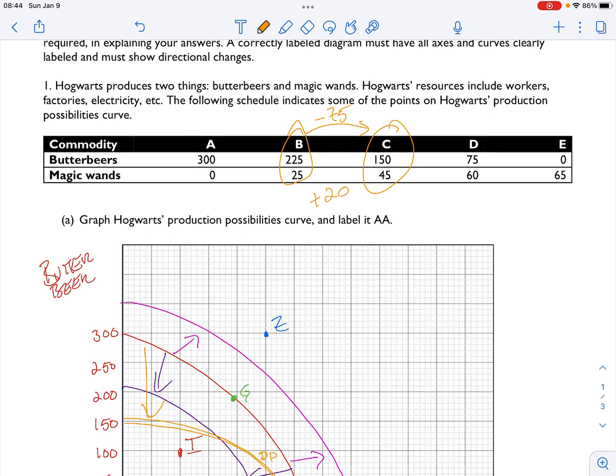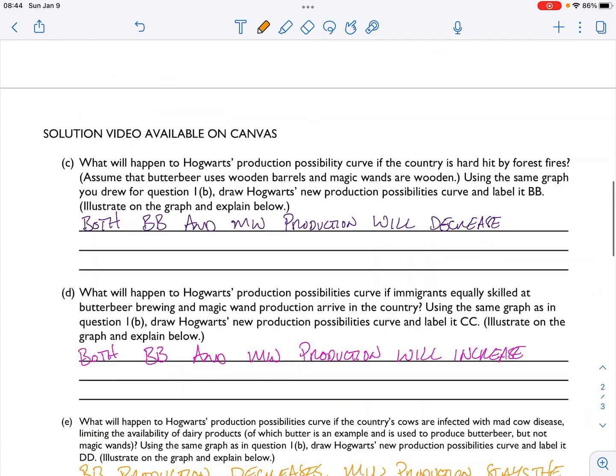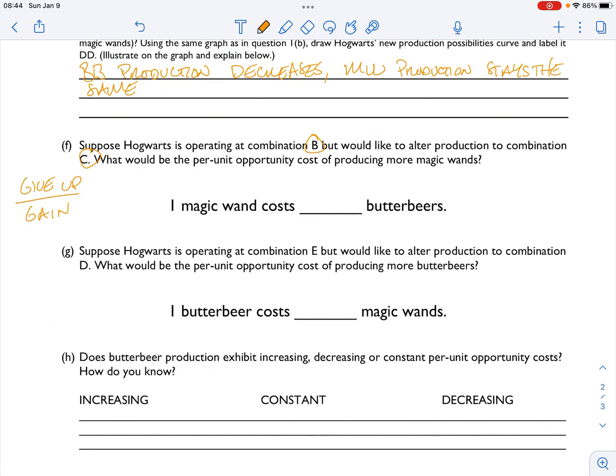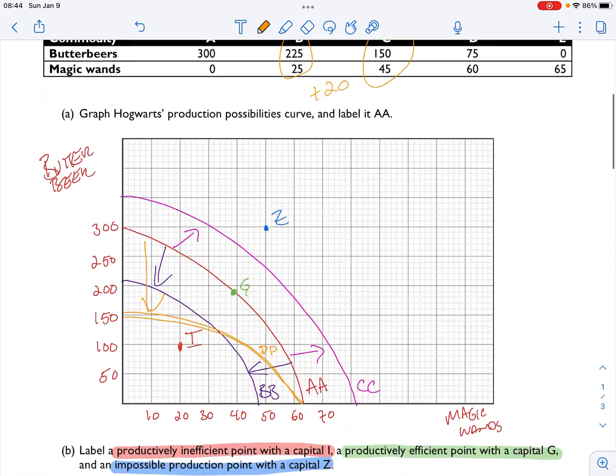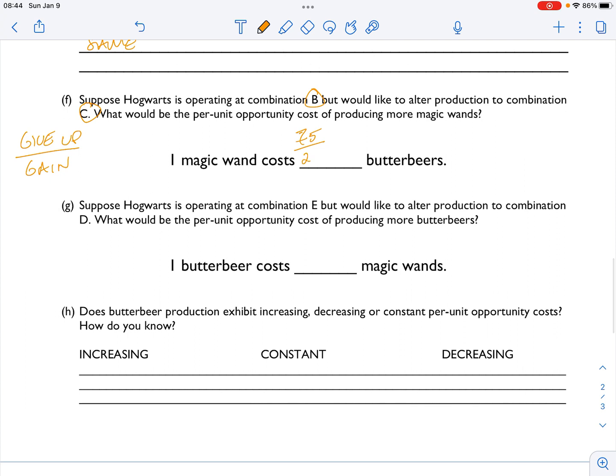We're giving up 75 butterbeers, gaining 20 magic wands. We go back to the question. That means that one magic wand is going to cost, we give up 75 butterbeers, and we're going to gain 20 magic wands. Now you could divide that on a calculator. You could just simply reduce it to its lowest form, whatever your math teacher would say. Either way, you'll get the correct answer. That's 15/4 of a butterbeer. Or if you use your calculator, you'd find out that is 3.75 butterbeers.